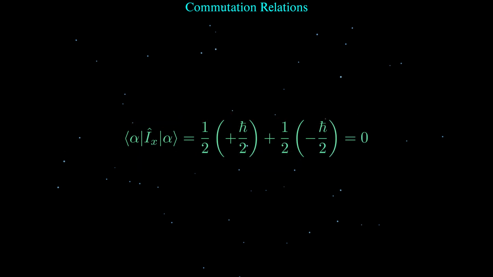This becomes clear again when we take the Ix expectation value of the alpha state. We get 0 because the average measurement after equal probabilities of plus h bar over 2 and negative h bar over 2 is effectively 0.